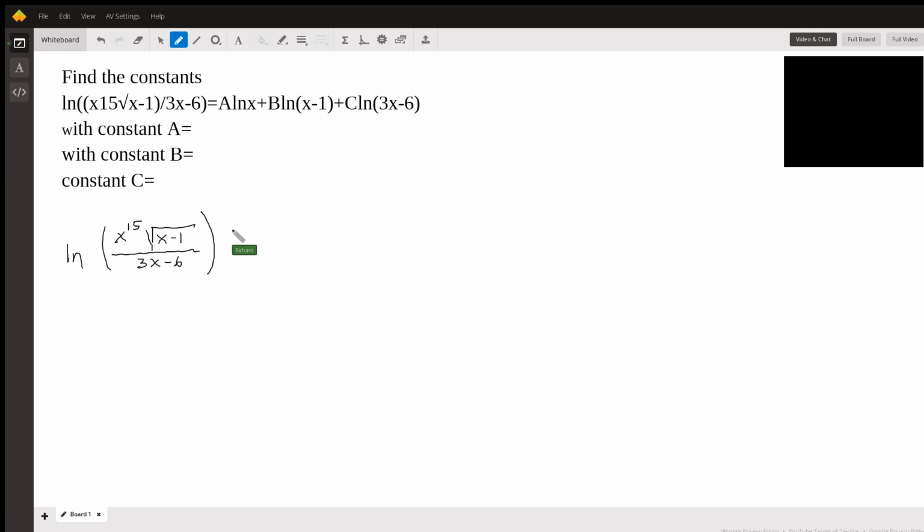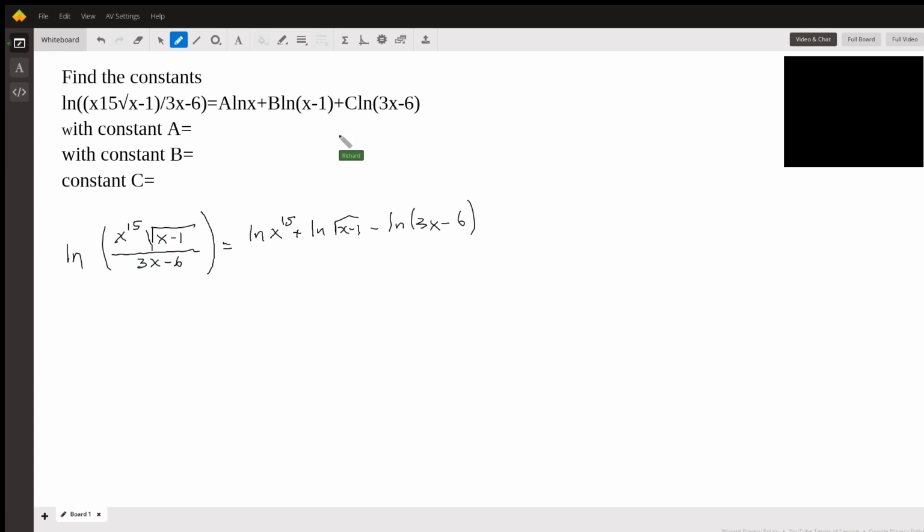Mostly we're just going to use the various laws of logarithms. Let's just break it up, first of all. So we're going to have the natural log of x to the 15th, plus the natural log of the square root of x minus 1, minus the natural log of 3x minus 6. Okay, so here I'm just using multiplication and division rules.